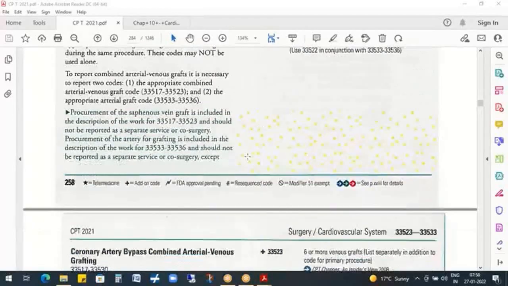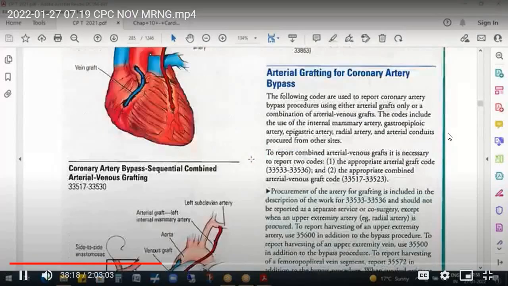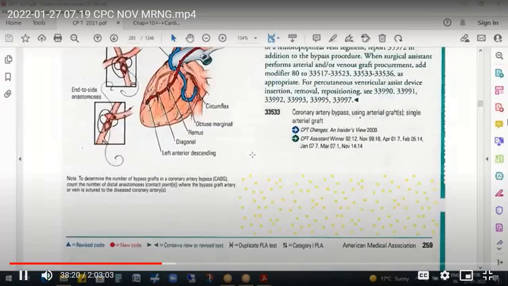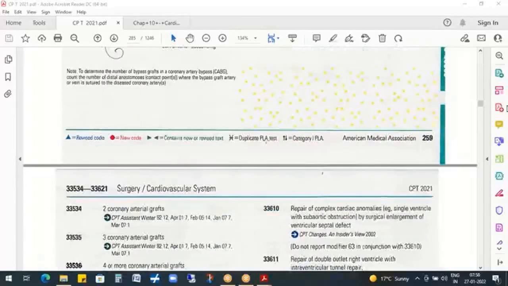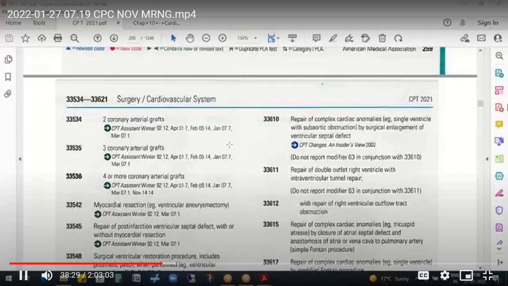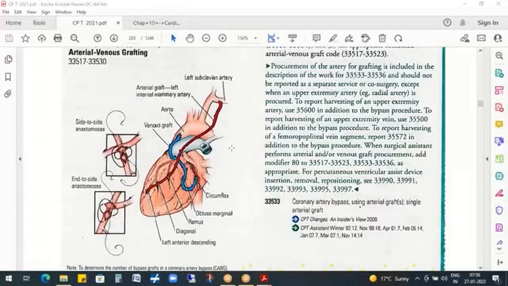Now, this is all about veins. For example, if the physician used only arteries for CABG procedure, then see the codes 33533, page number 259. If you want, write down the code series. Only for arteries, what is the code series? 33533 to 33536. Can you look into those codes? Single artery, two arteries, three arteries. Is that clear?